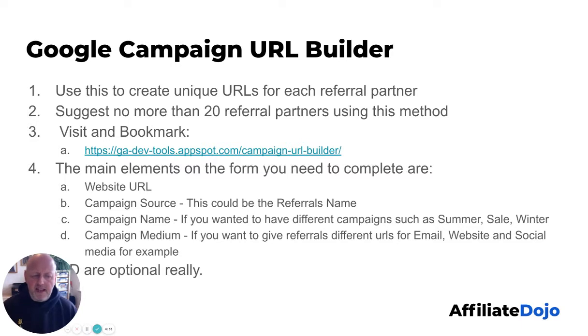You can use that here, and you need to dictate that to your referral partner. And then the last one that you may or may not want to use is campaign medium. So referrers can use different URLs by simply changing or adding a campaign medium, which could be email. So if they're sending out emails or in the newsletter, or on their website, or using on social media, for example.